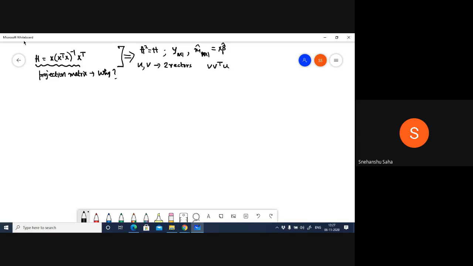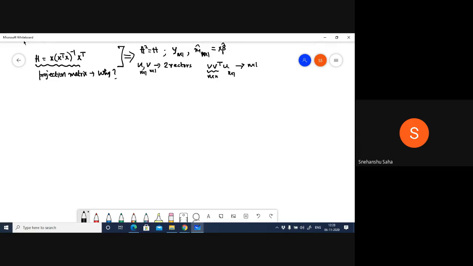Now we should check the dimensions. By construction, u and v are both n by 1 vectors. So what is v transpose? v transpose will be 1 by n, correct? So this is n by 1, and this is 1 by n. So vv transpose is just an n by n matrix, right? But then u is n by 1, so this vv transpose is n by n, but this u is n by 1, so this whole thing is an n by 1, right?